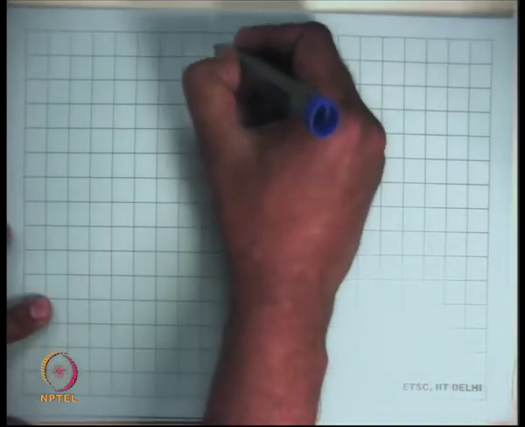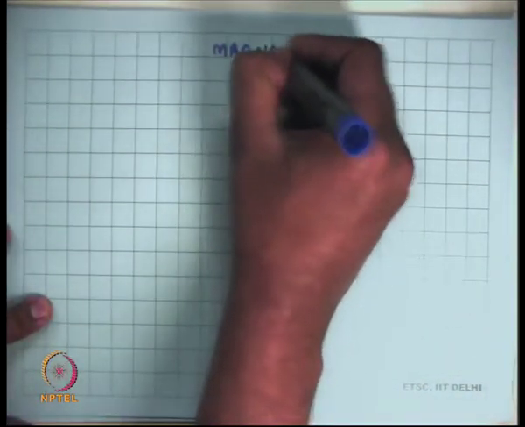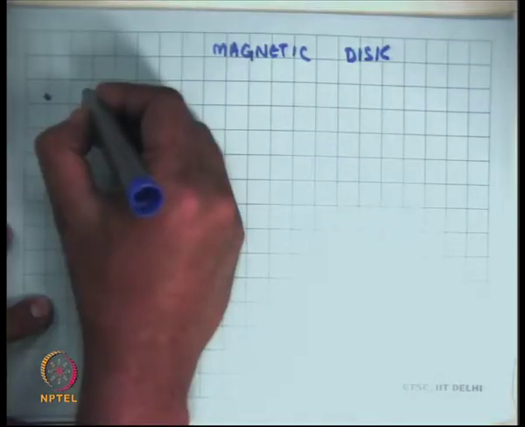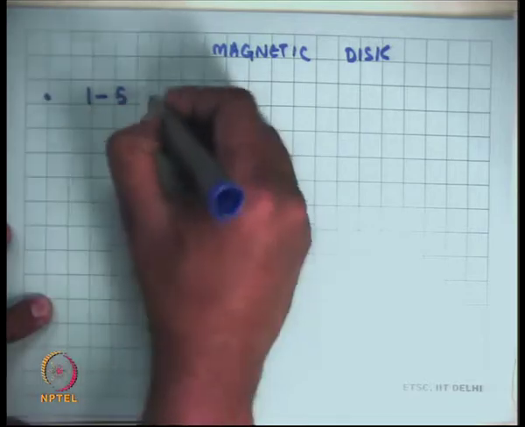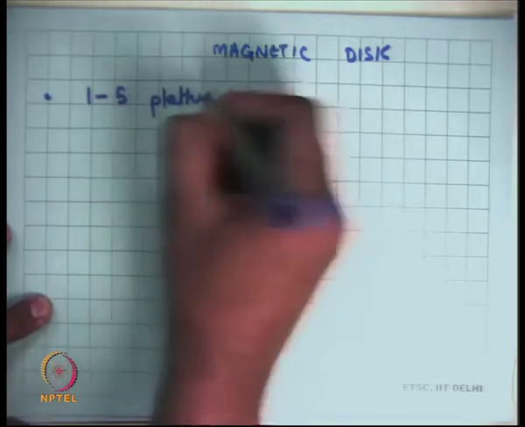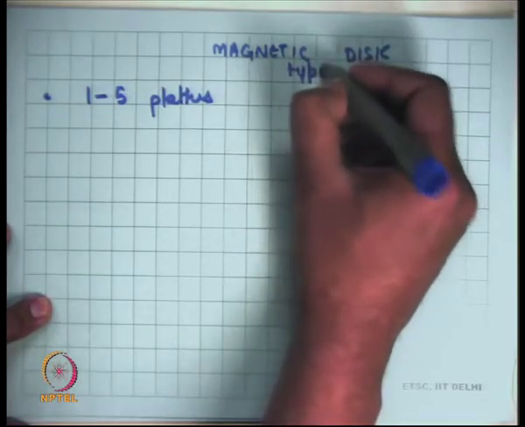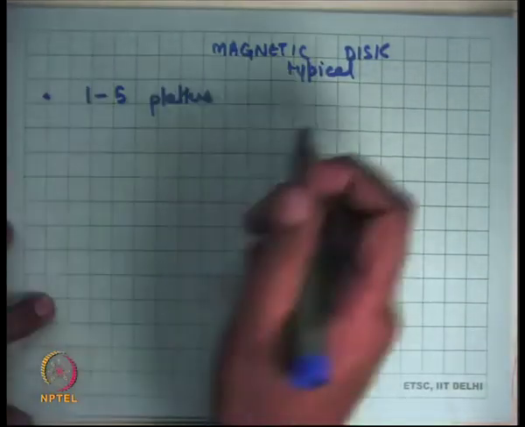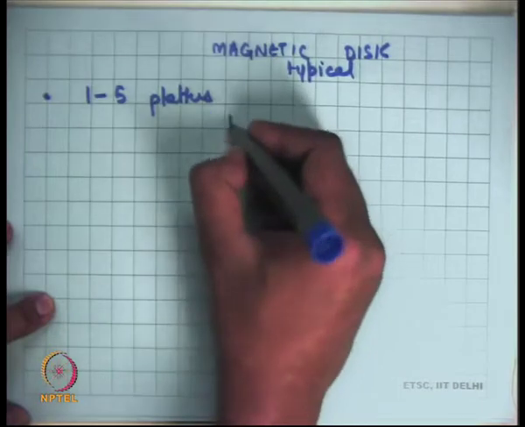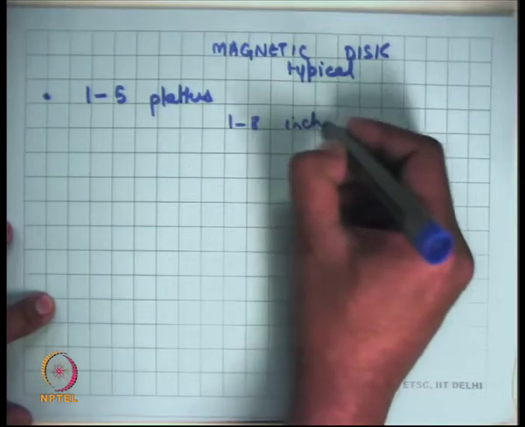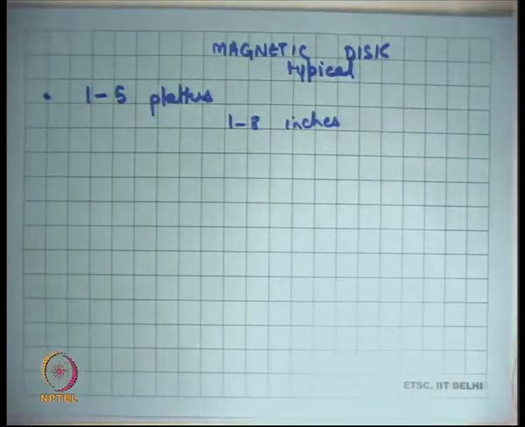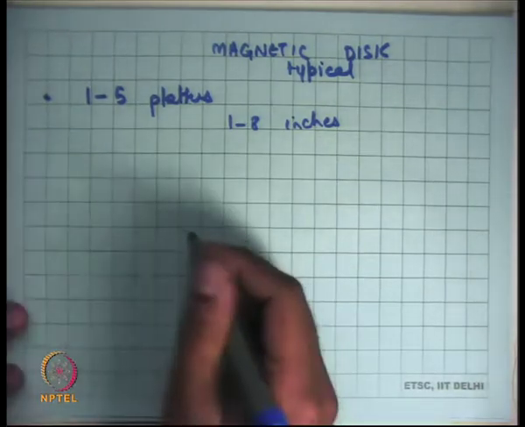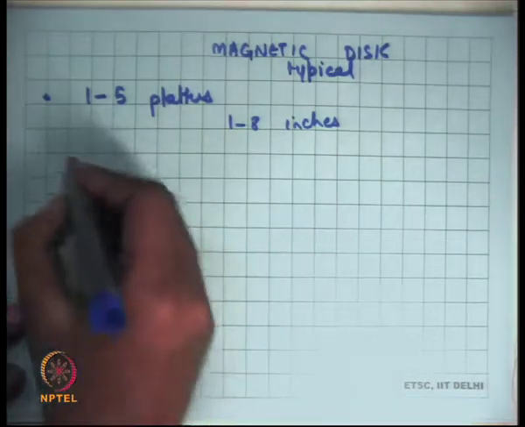So magnetic disk. Well, typically 1 to 5 platters. All right. So a typical magnetic disk, let's say 1 to 5 platters, roughly let's say 1 to 8 inches in height, right? So if you have ever seen a hard disk, you will basically see that it's a package which is roughly this thick, 1 to 8 inches, and will have 1 to 5 platters in it.